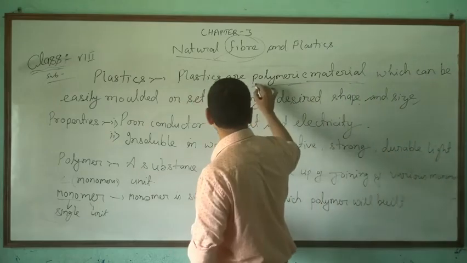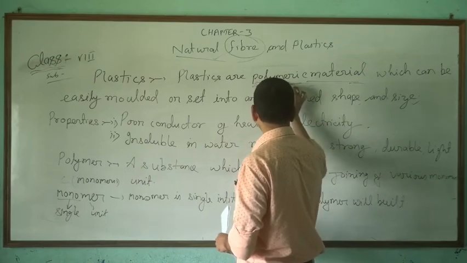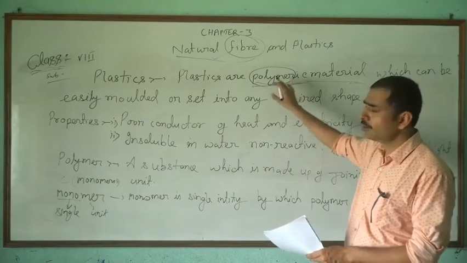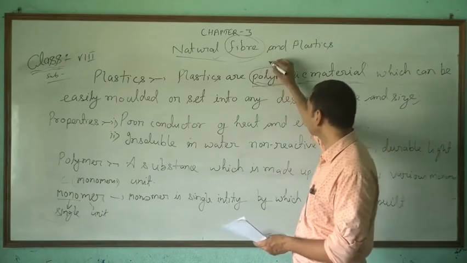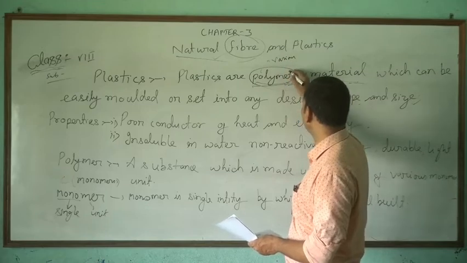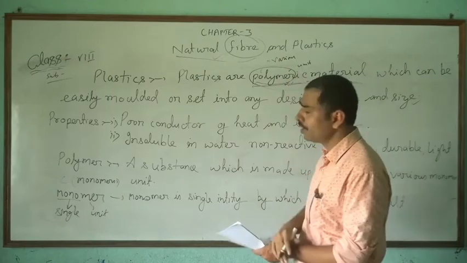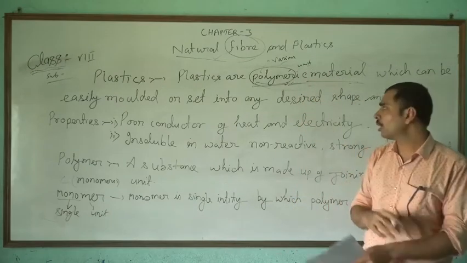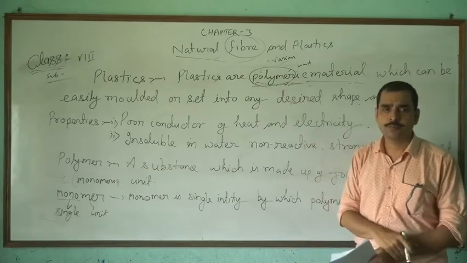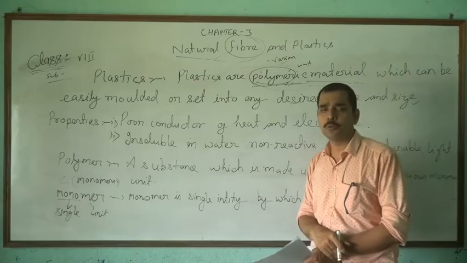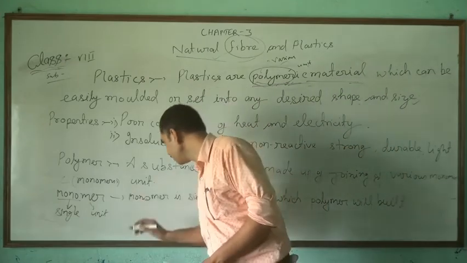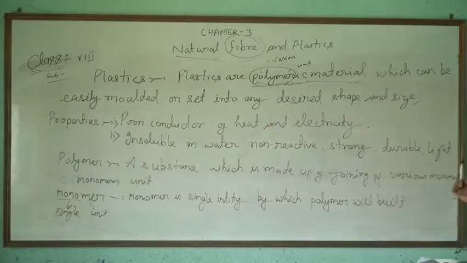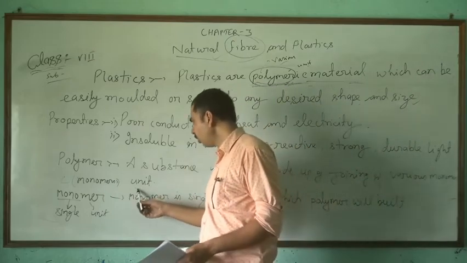And here the word is polymeric material. That is made up of polymer. Here the concept of the polymer comes into play. What is poly? Poly means various units. An entity which is made up of various units joined with each other is called a polymer. Polymer is made up of various monomer units. This is the definition of the polymer: a substance made up of the joining of various monomeric units is called a polymer.